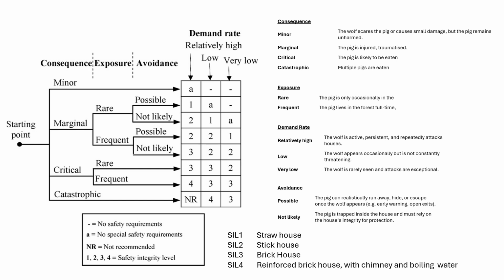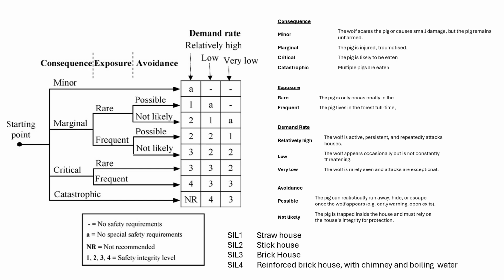If we have a look, we have consequences, exposure, demand rate, and avoidance. Consequences minor, well, the wolf scares the pigs, but they're fine, there's no damage. Or it's catastrophic, we end up with multiple pigs being eaten. And then we can consider exposure. Well, the pig is only occasionally in the house, or the pig lives in the forest full time, it's his permanent home. Demand rate. Well, the wolf is active, it's persistent, and it repeatedly attacks the houses. Or at the other end of the scale, the wolf is rarely seen, and attacks are exceptional.